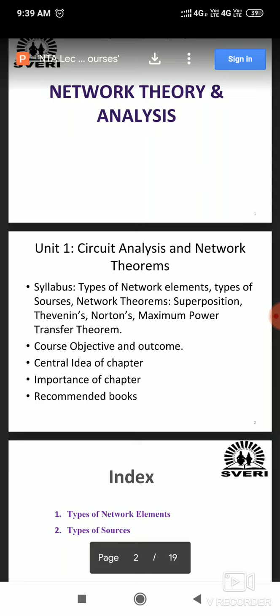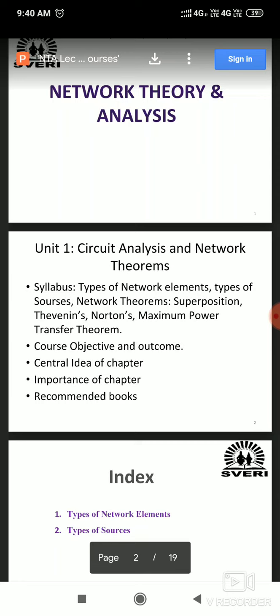And in that, again, we discussed two types, that is DC and AC circuits. A DC circuit means one in which only DC sources are present. An AC circuit means one in which AC sources are present. Later on we will see what the DC sources and AC sources are, when we start the topic of types of sources.